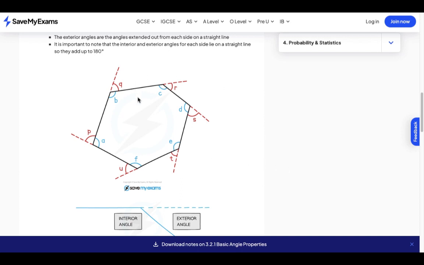Okay, you see this? We have the interior angles and we have the exterior angles. The angles inside are called the interior angles. You see the ones in the blue color: angle A, angle B, angle C, angle D, angle E, angle F. They are the interior angles. Why interior? Because they are inside. Interior means inside, angle inside.